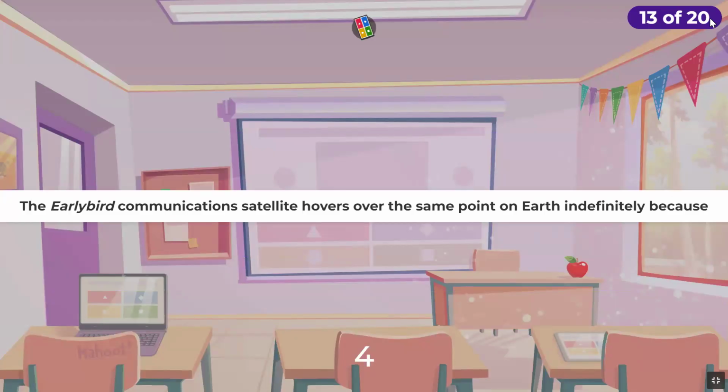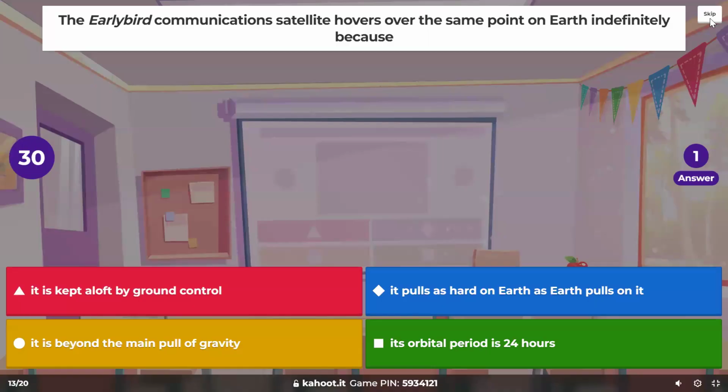The Early Bird communication satellite hovers over the same point on Earth indefinitely because... Orbital period is 24 hours, I would assume.